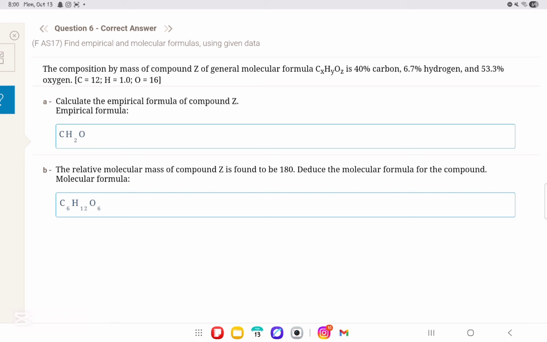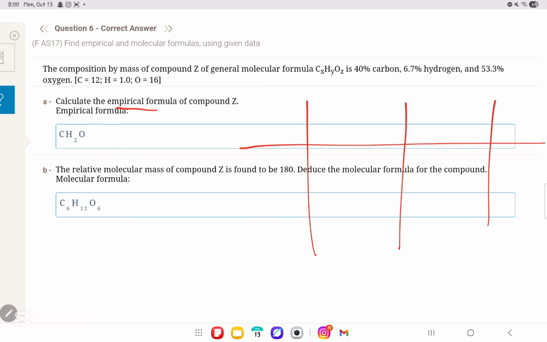The composition by mass of a compound Z of general molecular formula is 40% carbon, 6.7% hydrogen, and 53.3% oxygen. They want the empirical formula. How do we find the empirical formula? To do that, we'll need to do a table. Over here, we'll be dealing with carbon, hydrogen, and oxygen.